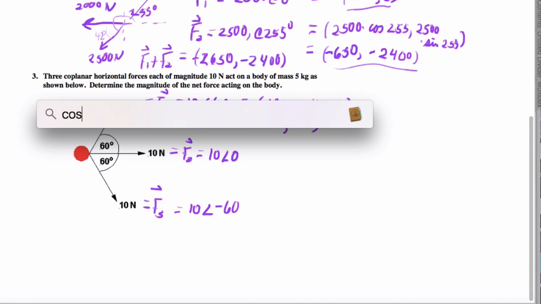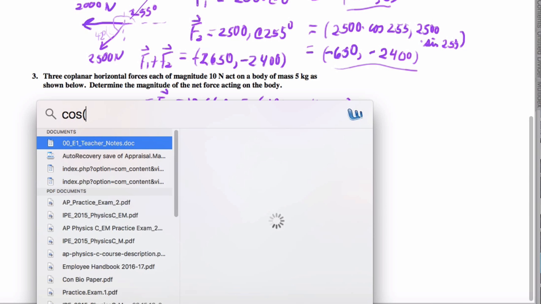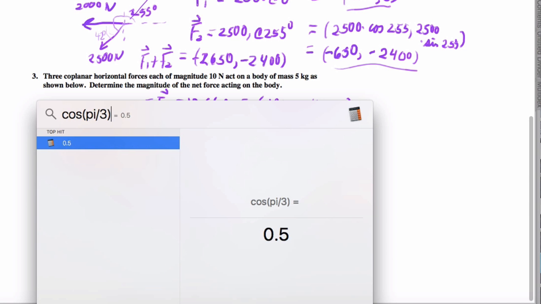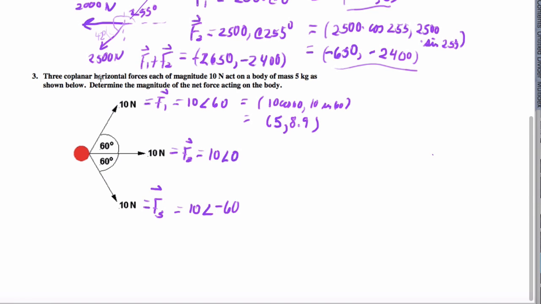So cosine of pi over 3, because Apple likes radians. Whoops, I meant the sine. Sorry. Yeah, 8.66. So it actually ends up being 8.7. Sorry about that. This, of course, ends up being 10, 0. And this one here ends up being negative 5, 8.7.